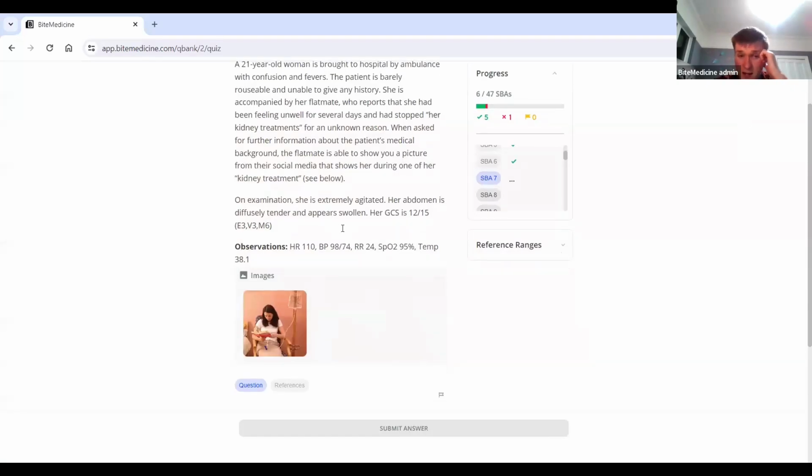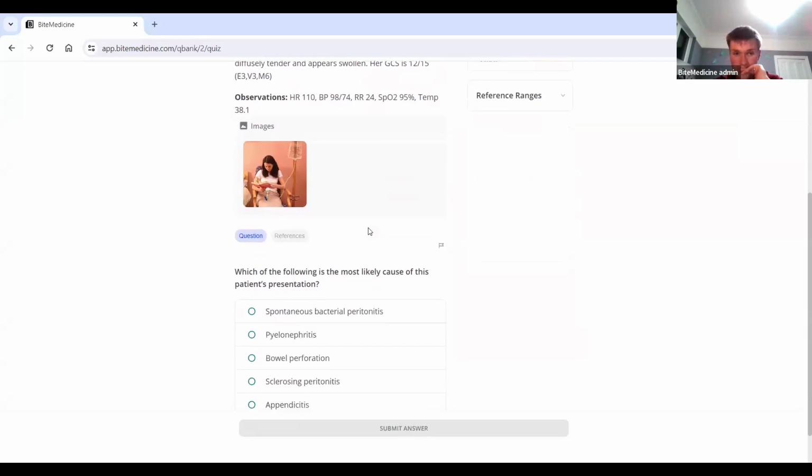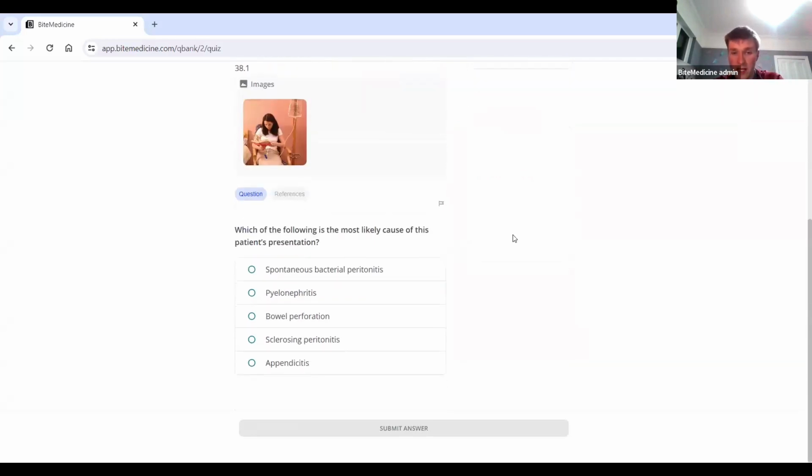Great. And I said we need to look at the observations. I think that's really important. So she's agitated, diffusely tender abdomen. That's really important there. And she's confused. She's tachycardic. Don't like that blood pressure. She's tachypneic. SATs are okay. And she's feverish. So until proven otherwise, this is an infection, okay? And the question is, what's the likely cause? So you've got a bunch of different things.